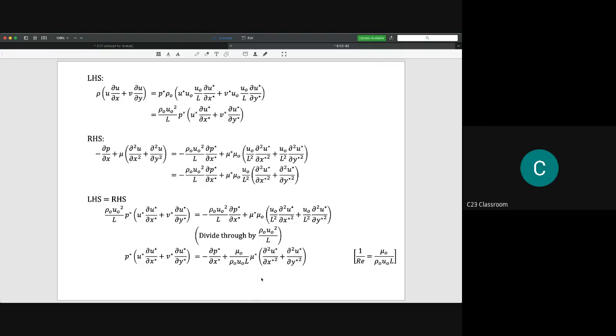Then we can say that again here we have mu over rho UL. This is equal to the inverse of the Reynolds number. We know that the Reynolds number is rho UL over mu, so 1 over Reynolds becomes mu over rho UL. So this is the way we determine what dimensionless parameters can be used, or have the possibility to be used, in our fluid problems.